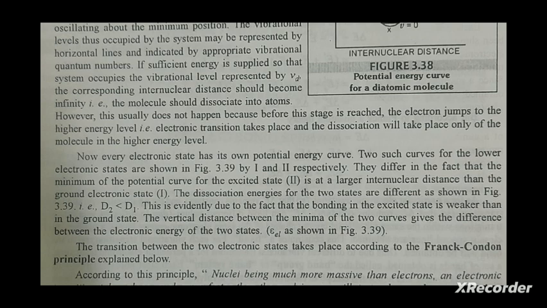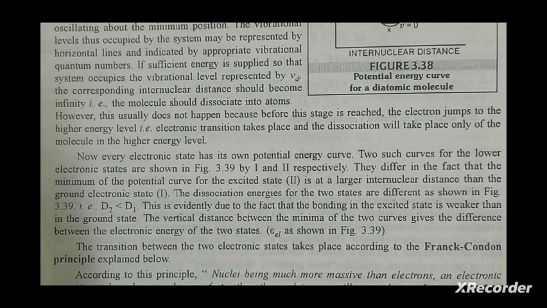They differ in the fact that the minimum of the potential curve for the excited state 2 is at a larger internuclear distance than the ground state. The dissociation energies of the two states are different as shown in the figure. D2 is less than D1. This is evidently due to the fact that bonding in the excited state is weaker than in the ground state. The vertical distance between the minima of the two curves gives the difference between the electronic energy of the two states.